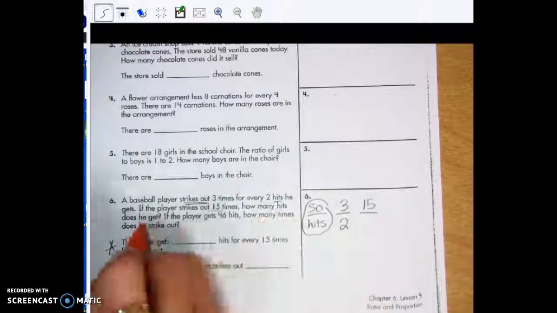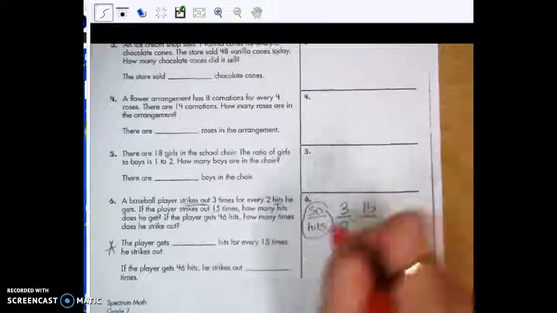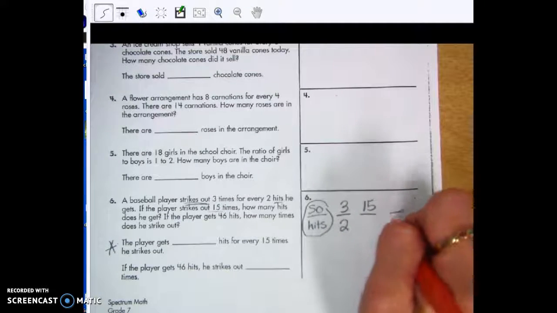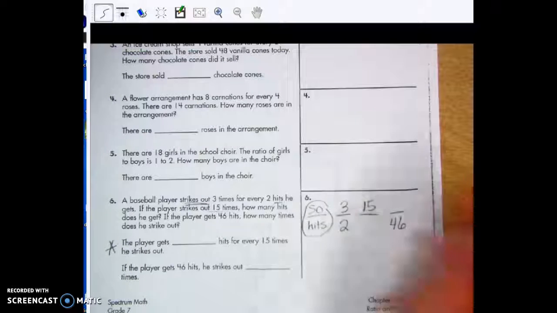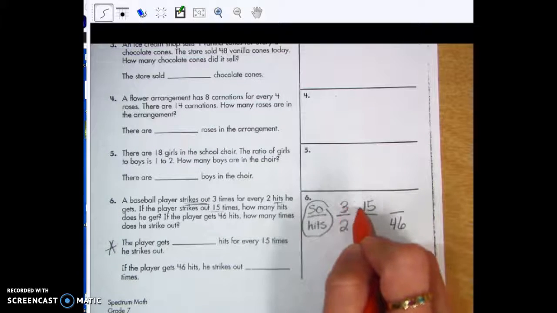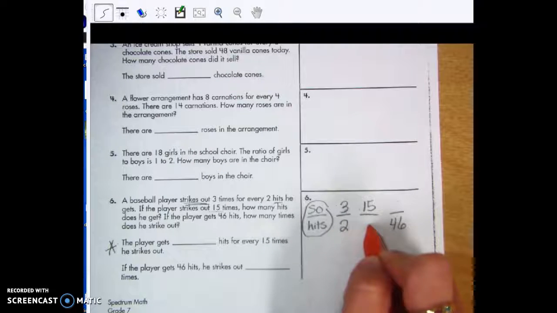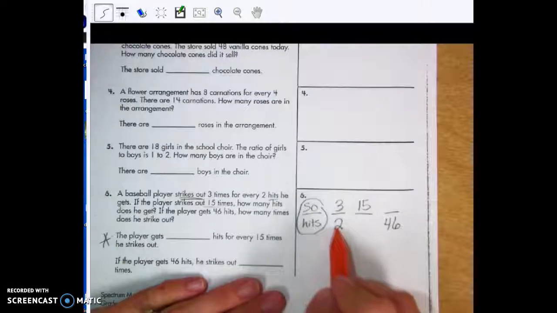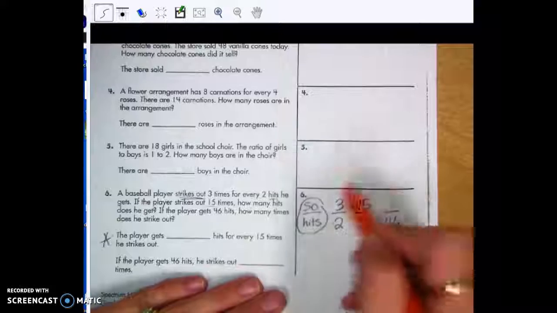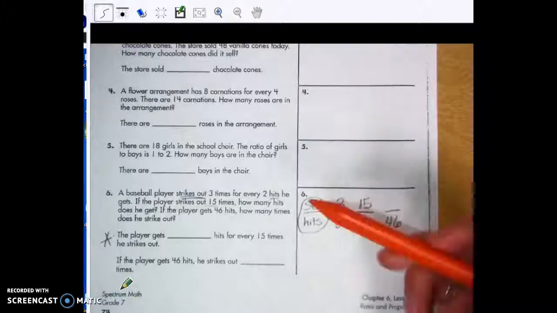Now the next one says if he gets 46 hits. Well, 46 is on bottom right here. So I'm going to make another one with 46 here on bottom, and I want to find what would go on top. On this one, I want to see what I multiply 3 by to get 15. Do the same thing to 2 to get your answer. And then to get this one, ignore this center one. We want to know what do we multiply 2 by to get 46, and do the same thing to 3 to get that answer.